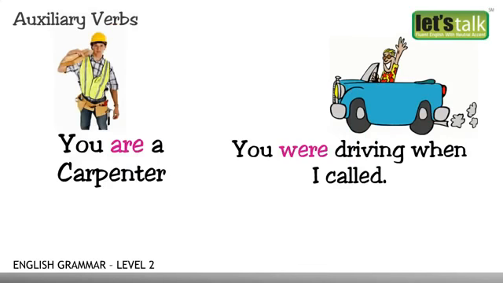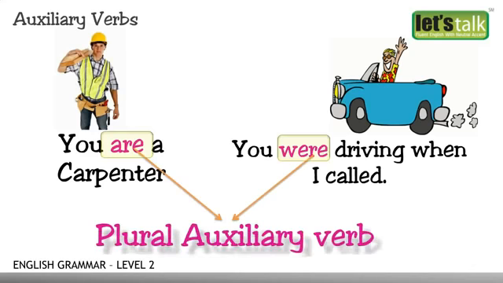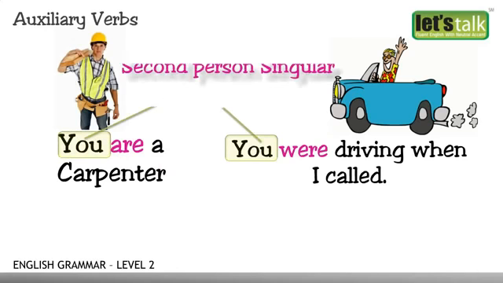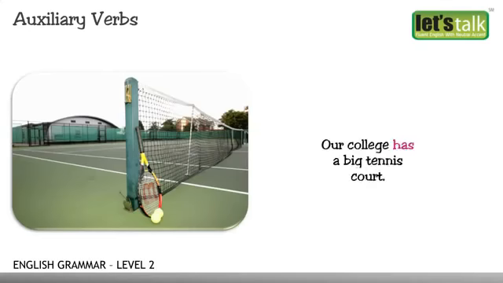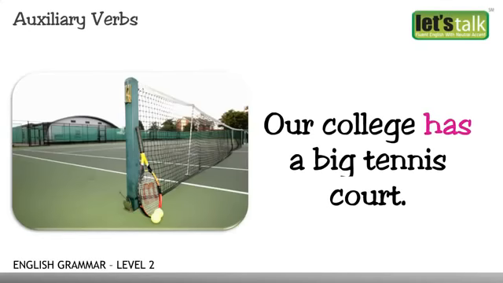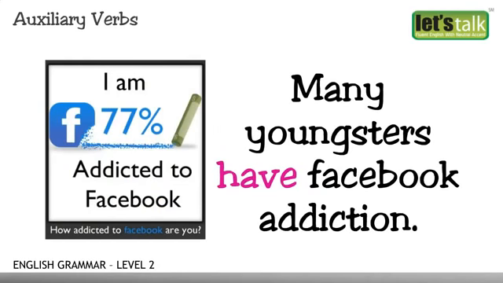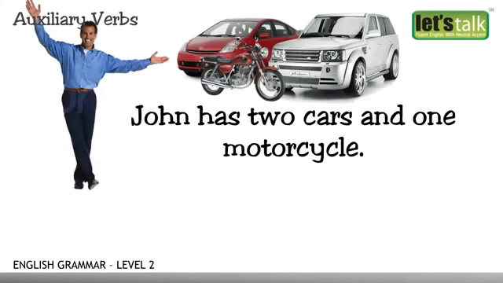Here in these examples, it is important to note that are and were are plural auxiliary verbs. These auxiliary verbs will always come with you, that is, the second person singular. Some more examples. Our college has a big tennis court. Many youngsters have Facebook addiction. John has 2 cars and 1 motorcycle.